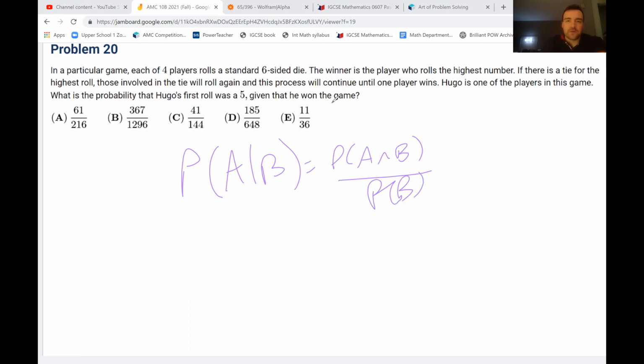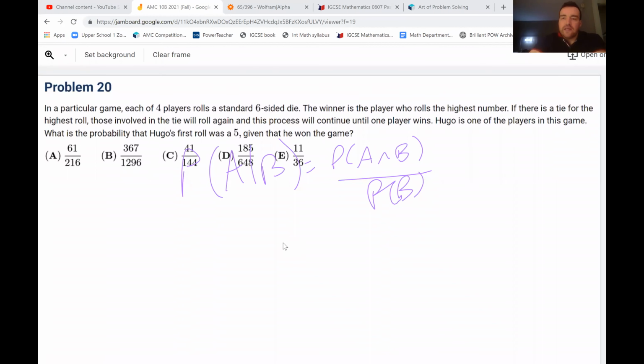So we have, in a particular game, each of 4 players rolls a standard 6-sided die. The winner is the player who rolls the highest number. If there is a tie for the highest roll, those involved in the tie will roll again, and this process will continue until one player wins. Hugo is one of the players in this game. What is the probability that Hugo's first roll was 5, given that he won the game?